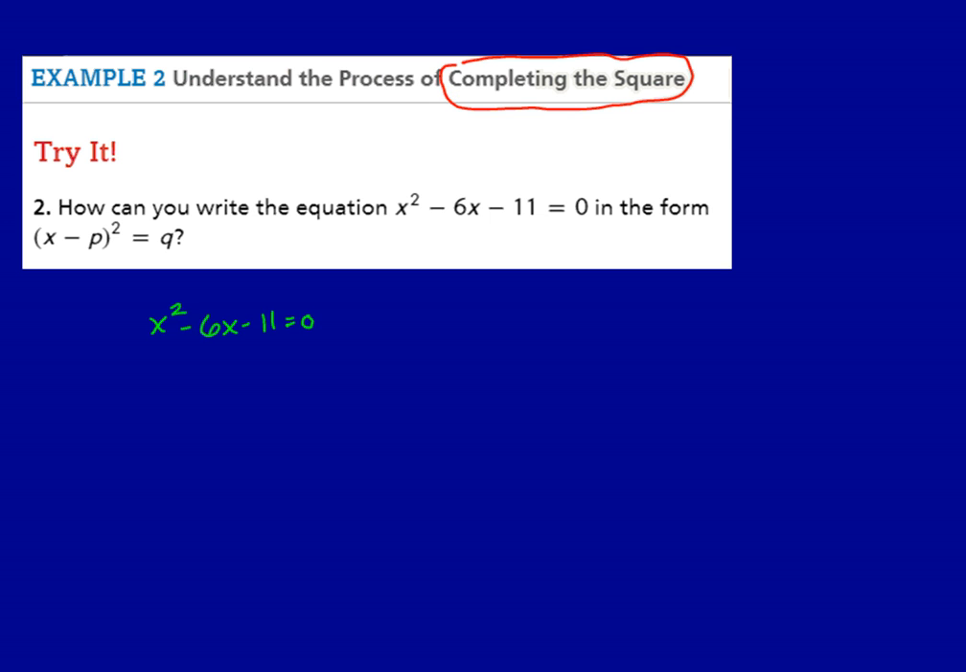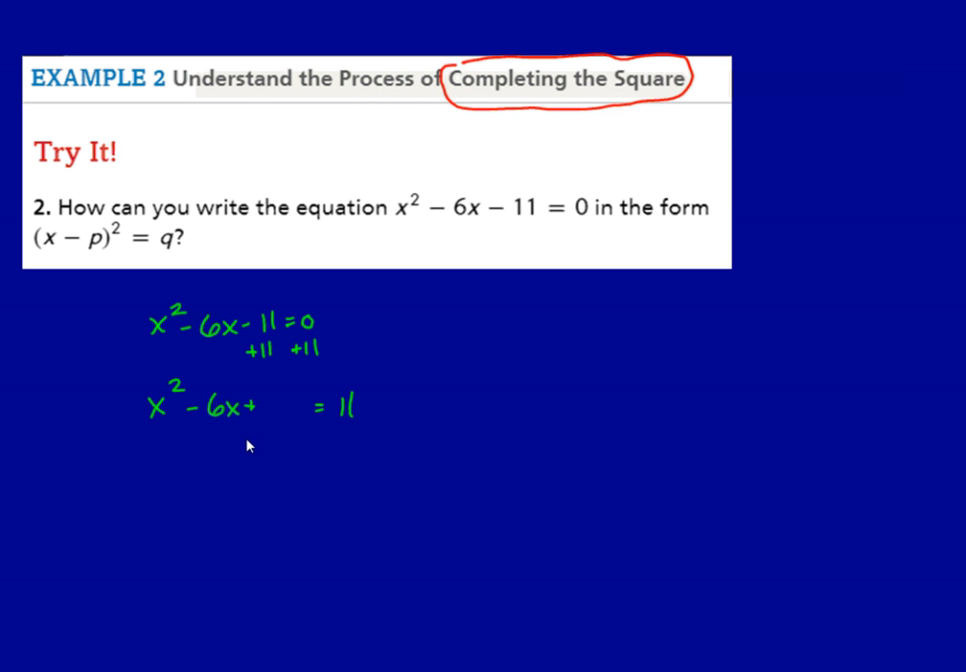Completing the square. So the first step is bring that constant to the other side. So I'm going to add 11 to both sides. So I'm going to be left with x squared minus 6x. Now watch what I do here. I'm going to leave a blank spot. I'm going to put a plus sign and leave a little blank, and then put equals positive 11.